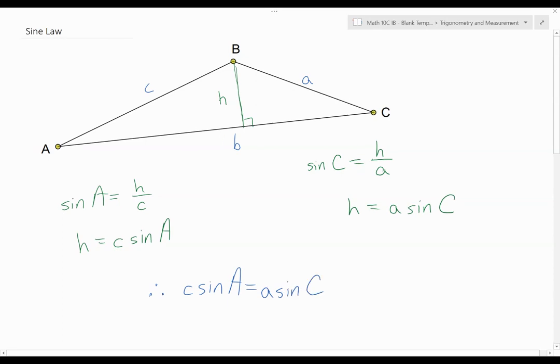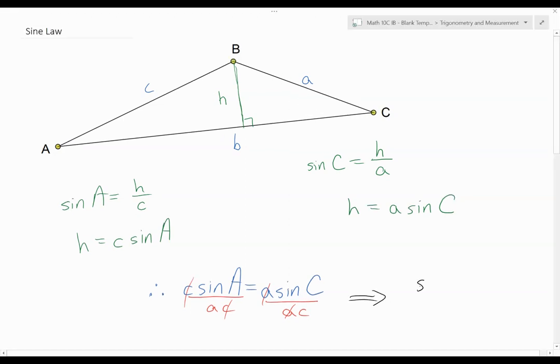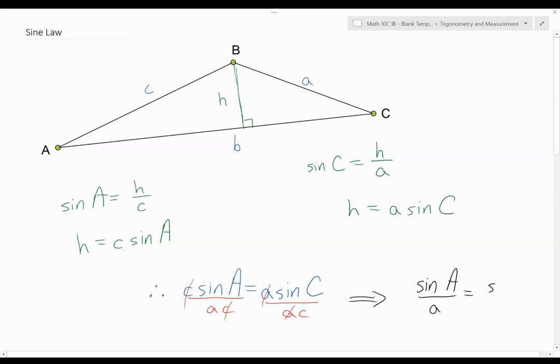And we can rearrange this a little bit. So what I'm going to do is divide both sides by ac, because what that does is cancel out the c on the left-hand side, cancel out the a on the right-hand side, and what we're left with is that sine A over a equals sine C over c.